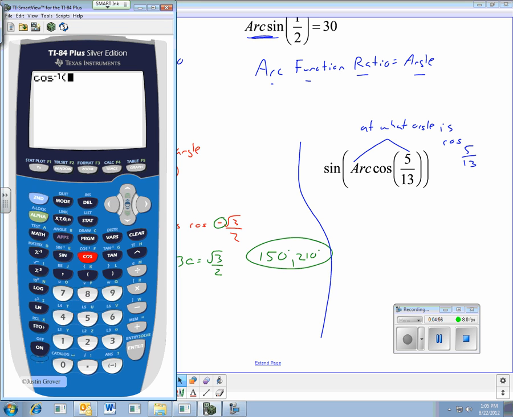So second cosine 5 divided by 13, we're getting 67.3801, and so on. Well, I want to know the sine of that value, and I don't want to type that decimal. If you remember how to do this on your calculator, you do second and then the minus sign, and it gives you the previous answer. So sine of my previous answer is a decimal, but let's see if we do math, enter, enter, we're getting 12 over 13.